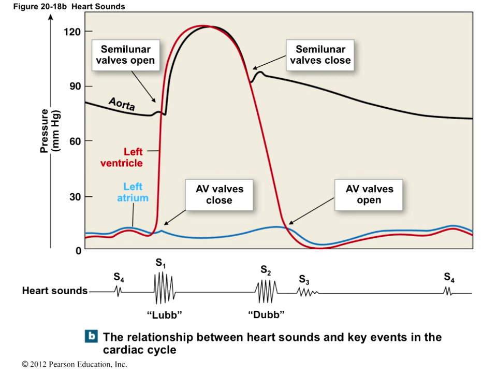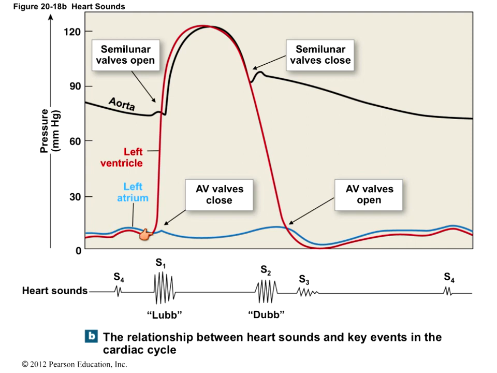So when we listen to those heart sounds, we're actually listening to key events that are happening in the cardiac cycle. When you hear that first lub of the lub-dub, lub-dub, what's happening there, and this graph is showing you, is that the left ventricle is the red line and the atria is the blue line.